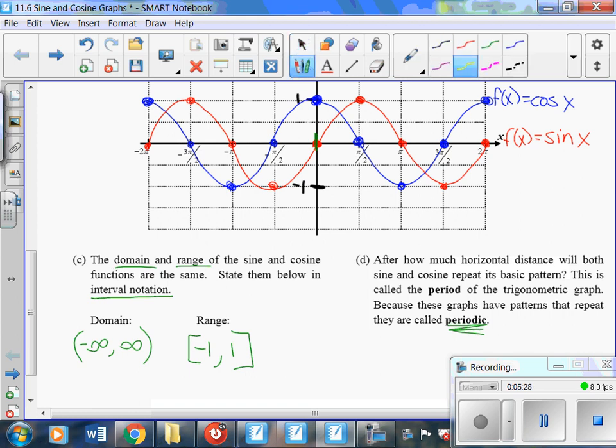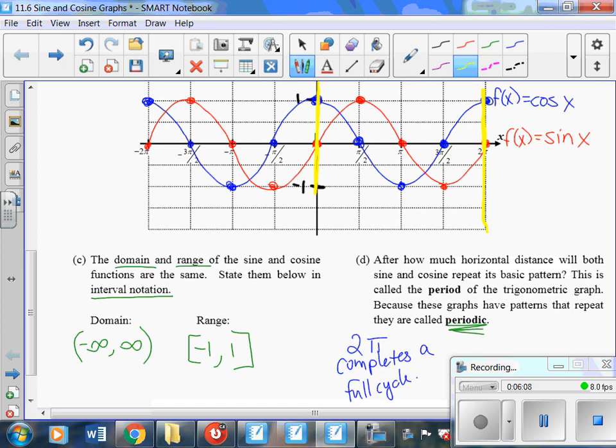If we look at the yellow, we can see how the sine and cosine graphs start: sine starts at 0 and cosine starts at 1. And then the same thing, it stops at 1 and it stops at 0. So you can see that between 0 and 2 pi does a full cycle. All right, so 2 pi completes a full cycle. So we would say the period is 2 pi.